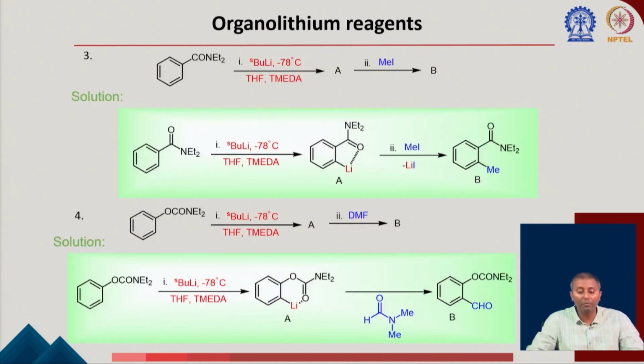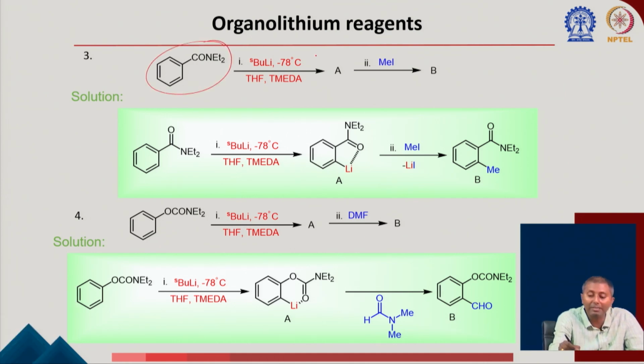So in the next problem we are going to see that we started with this compound here, and now once you treat with sec-butyl lithium at minus 78 Celsius, what is going to happen here? First that will be A, and now if you treat with methyl iodide, that will be product B.